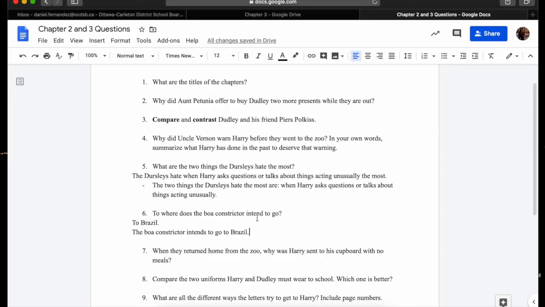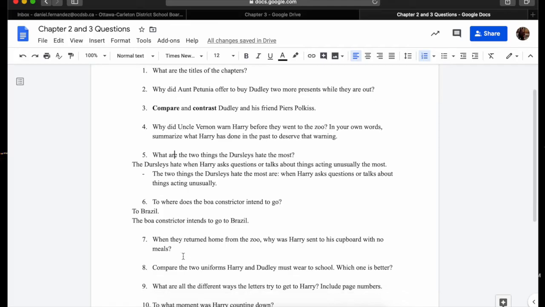Okay, so the way that you do this is you take part of the sentence, the part that isn't part of the question. So, to where does, that's questioning. Where does, what does, who does, all of those are question parts. Why did, what are. So you have your question and usually your to be or your to do verb. So for example here, when they returned home from the zoo, why was. So this is your actual question. Why was Harry sent to his cupboard with no meals?